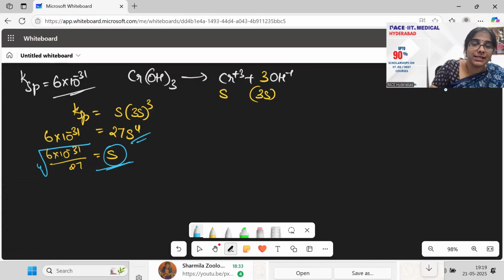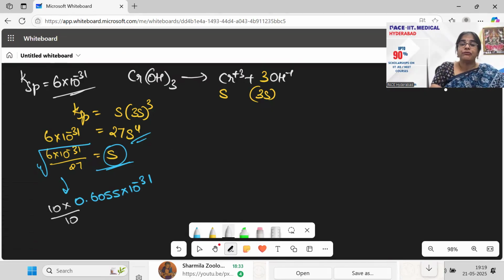बच्चा 6 by 27, I'm just doing it in my calculator. 6 by 27 वाला 0.6, that is 0.6055 into 10 to the power minus 31. Okay, अब 31 तो जाएगा नहीं. So what I would do is I am just going up with into 10 by 10, because fourth root है ना, fourth root के लिए power में 32 होगा तो better है.